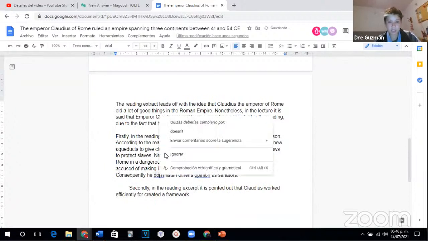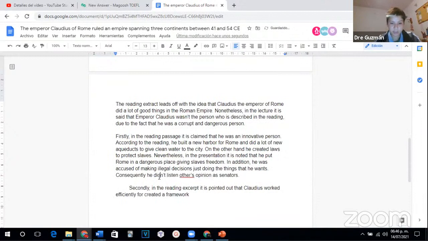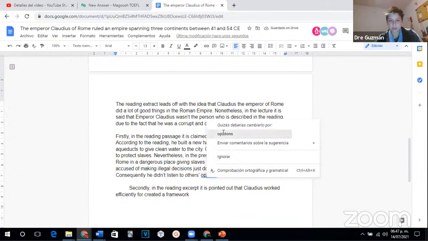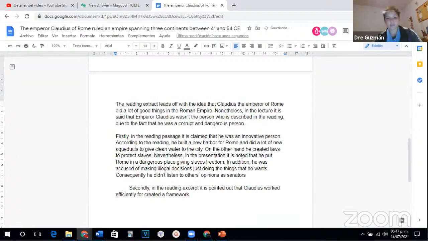Consequently, he didn't, sería pasado igual porque didn't listen to others' opinions as senators. Others, cuando es así, así tiene apóstrofe. Didn't listen to others. La apóstrofe, como es en plural, va después de la S. Others' opinions as senators. Same thing, ¿no?